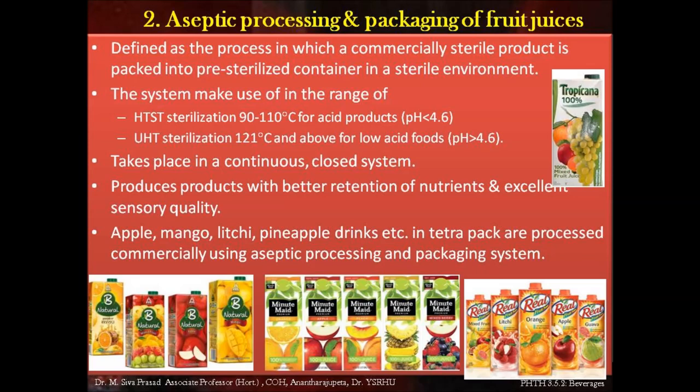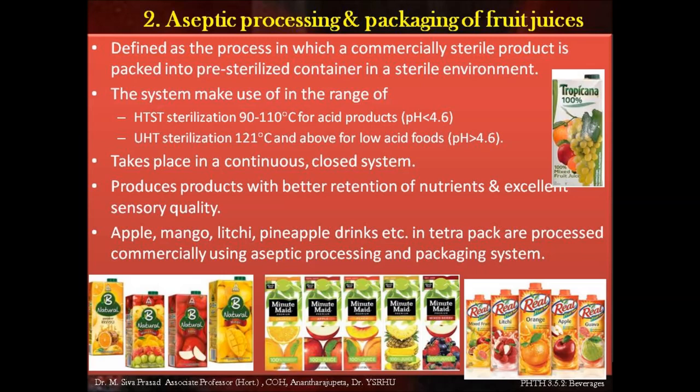And then the fruit beverages which have a pH more than 4.6, or are less acidic, are sterilized by UHT, that is ultra high temperature sterilization. That involves 121 degrees Celsius and above. So that's very high temperature. So higher pH, higher temperature.